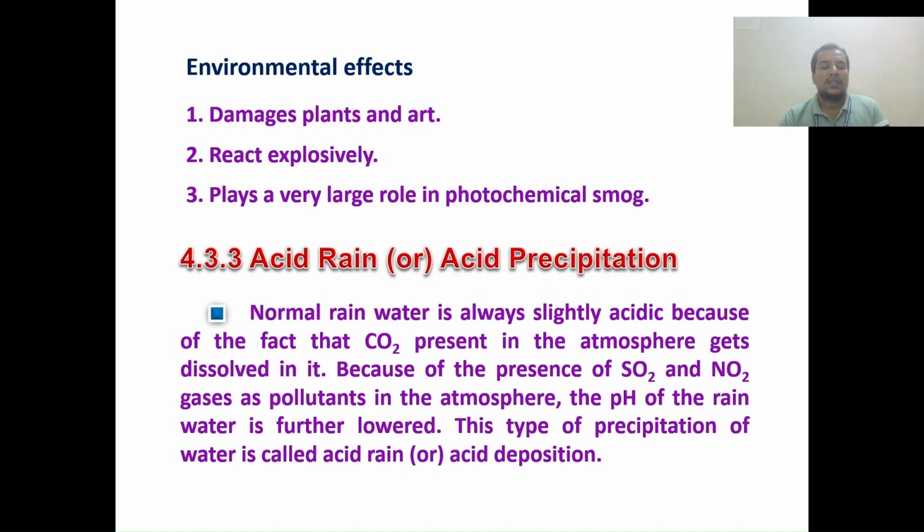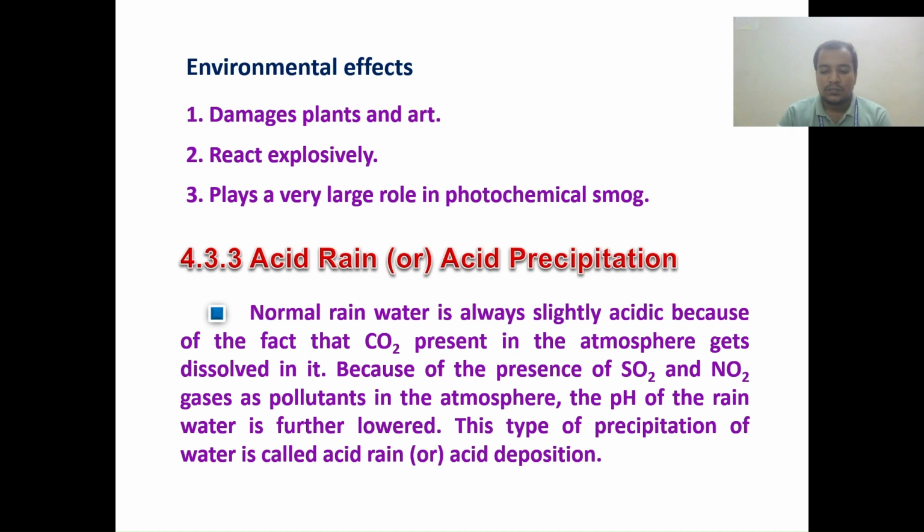Environmental effects: PAN will affect the environment. It damages plants and art, like statues. Recently the Taj Mahal has been affected by these kinds of pollutants. The paints are also corroded in buildings. PAN reacts explosively and plays a very large role in photochemical smog. So these are very important and effective factors in the environment.